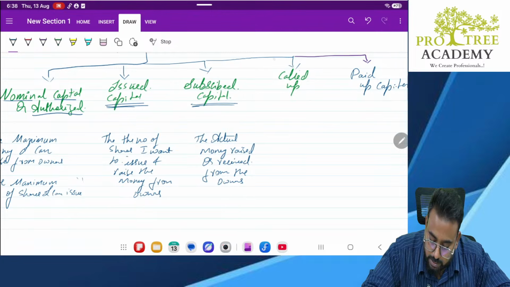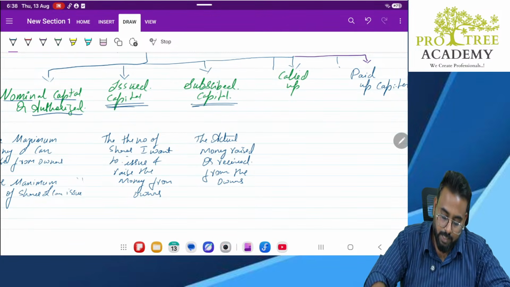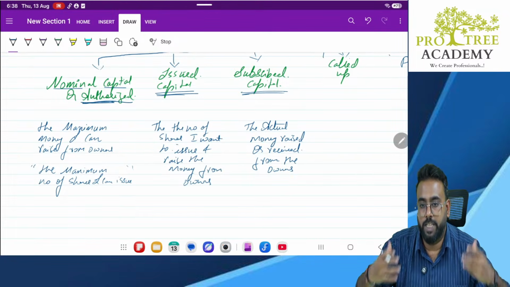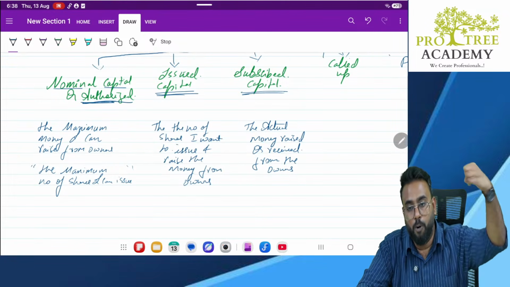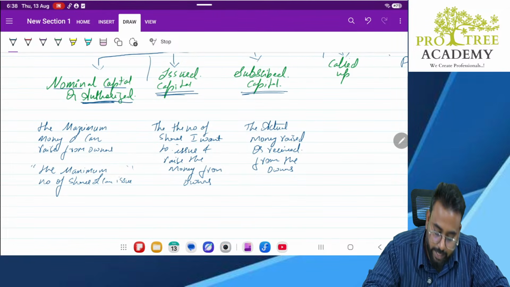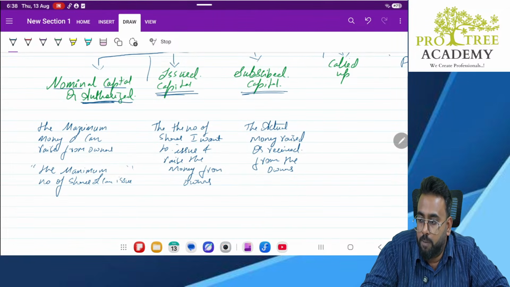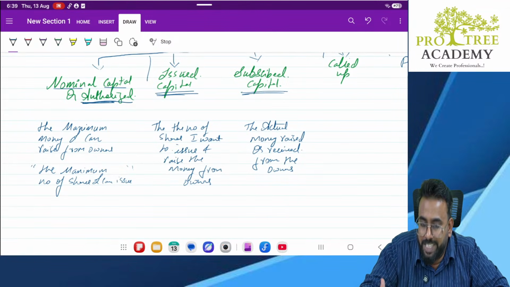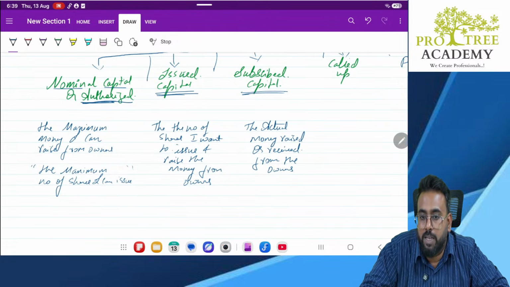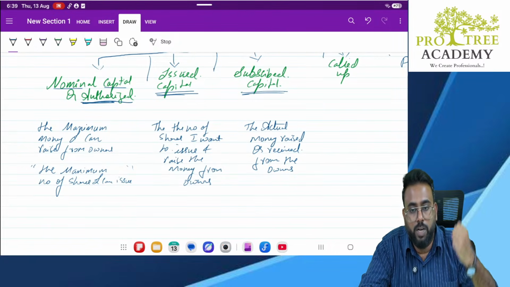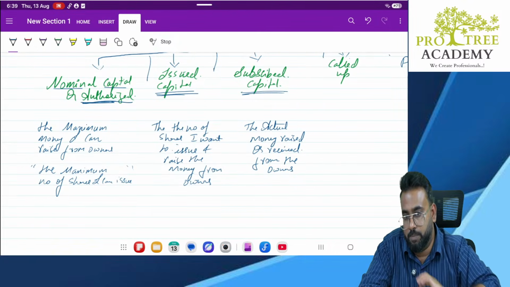Okay, let's discuss this later. First, we'll understand this. Sir, please explain. You told me nominal or authorized capital means the maximum number of shares I can issue or the maximum amount which I can raise from the owners, correct? But issued capital is the amount I want from my owners, the number of shares I want to issue to my owners. And subscribed capital is whatever the owners actually want to contribute, they are putting that much money. Clear?